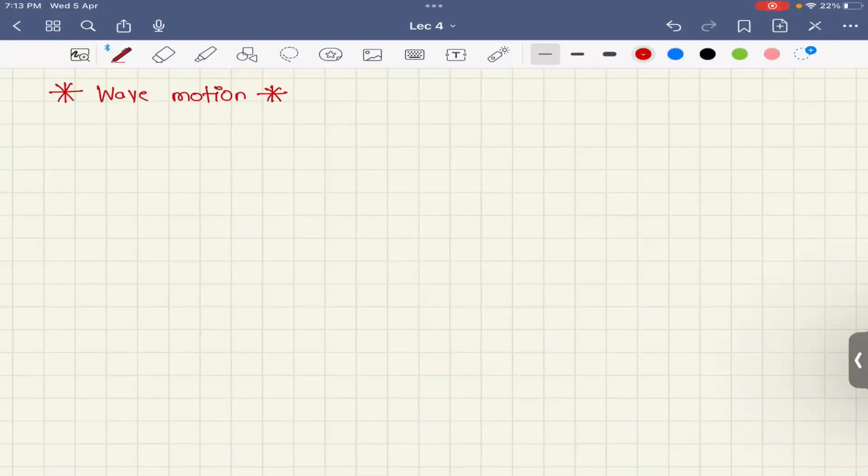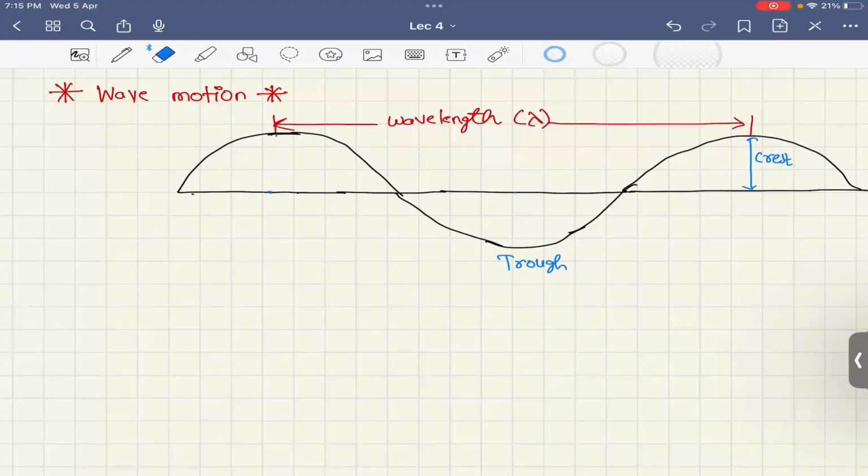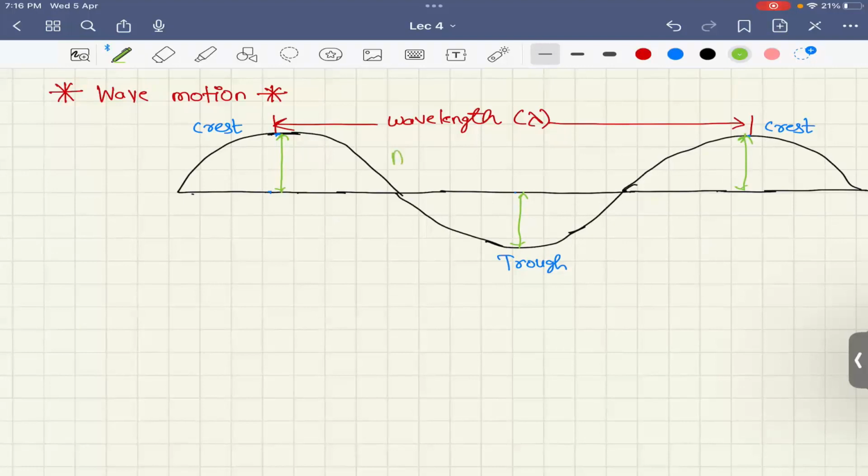So let me first draw the diagram of a wave. So this is called as crest. This is called as trough. This is what is called as wavelength, the distance between two crests or two troughs. This thing is called as amplitude, right?